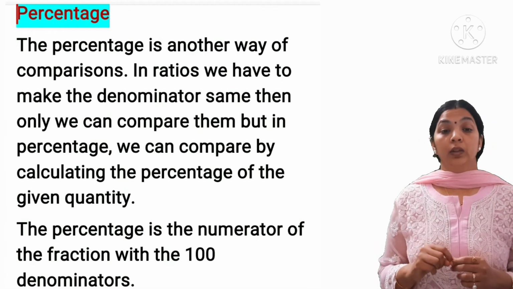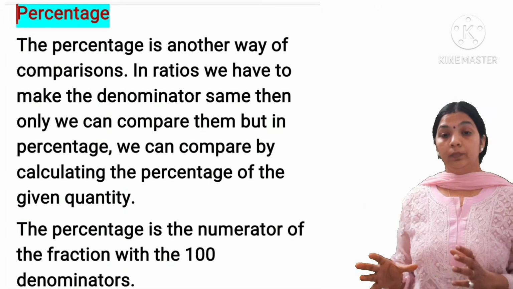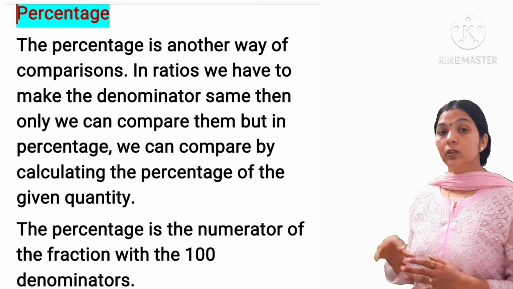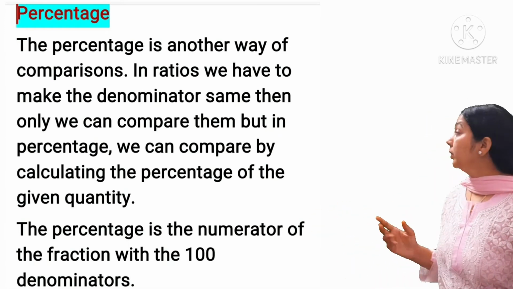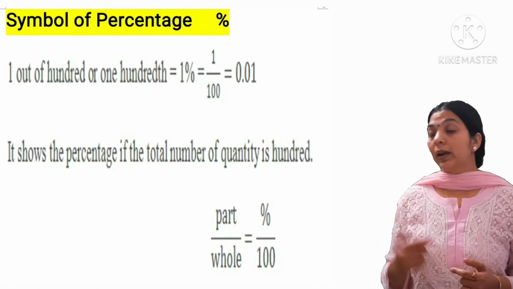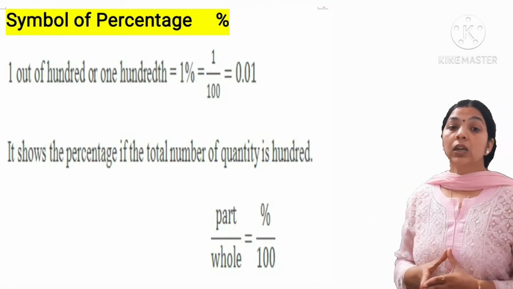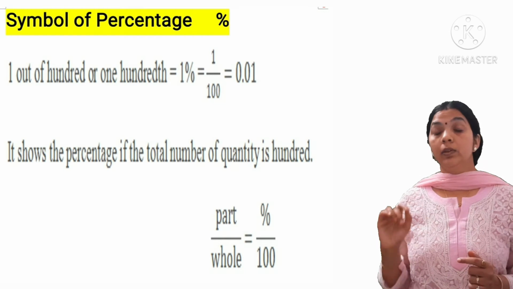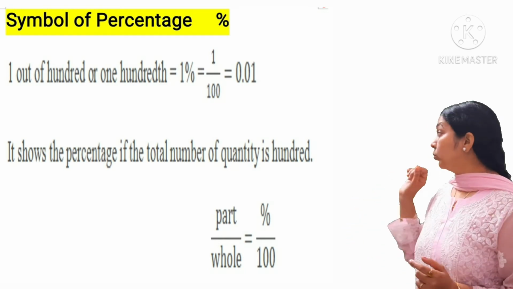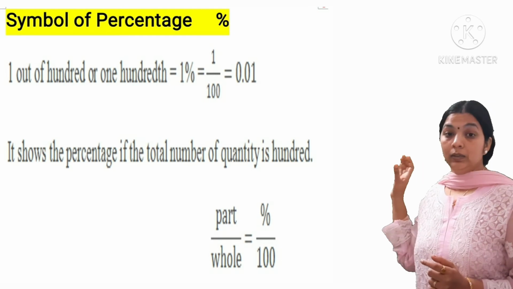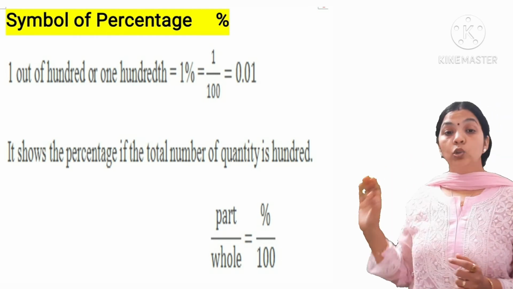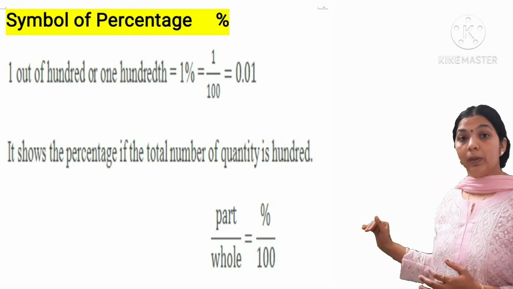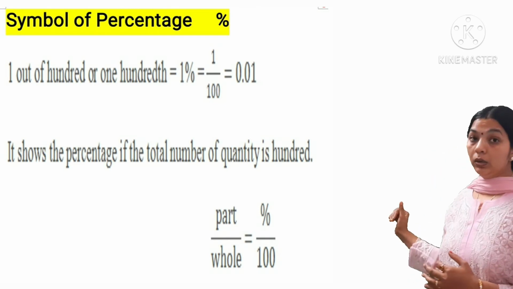In percentage, the numerator is the ratio and the denominator is always 100. Now, the symbol for percentage is the % sign. And what does it actually mean? 1 out of 100 means 1%. We can write it as 1 upon 100 or 0.01. This means 1%. And it shows a percentage if the total number of quantities is 100. That is, any part divided by the whole is equal to percent upon 100.